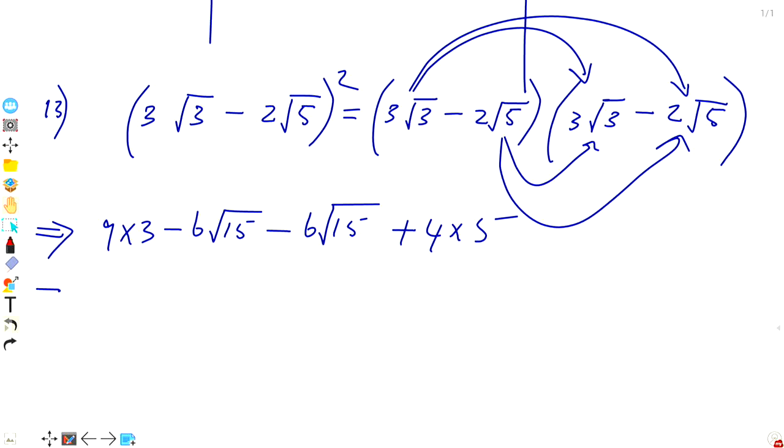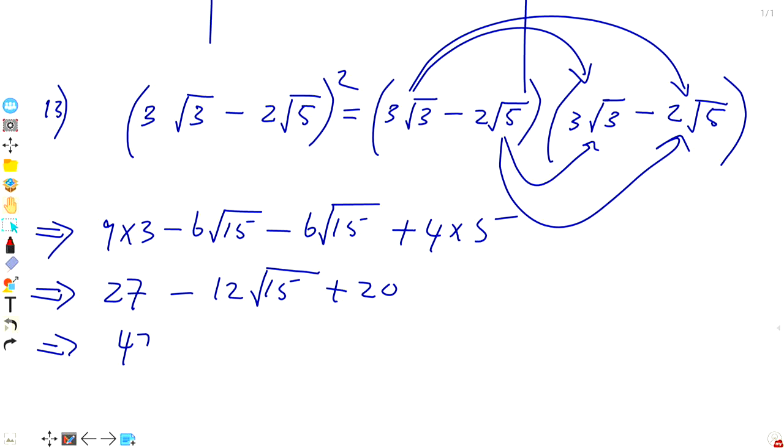So now you can see here, this is going to be 27. This is going to be minus 6 square root 15 minus 6 square root 15, so it's going to be minus 12 square root 15 plus 20. So 20 plus 27 is going to be 47 minus 12 square root 15. That is the answer.